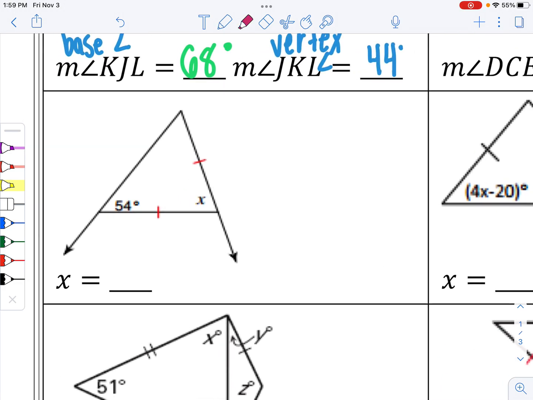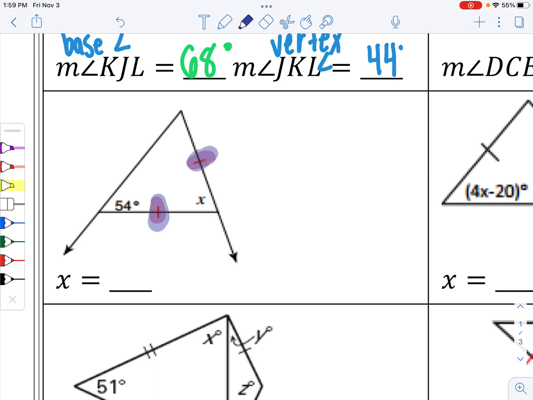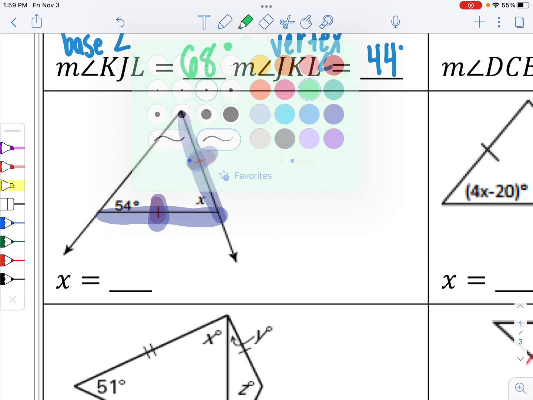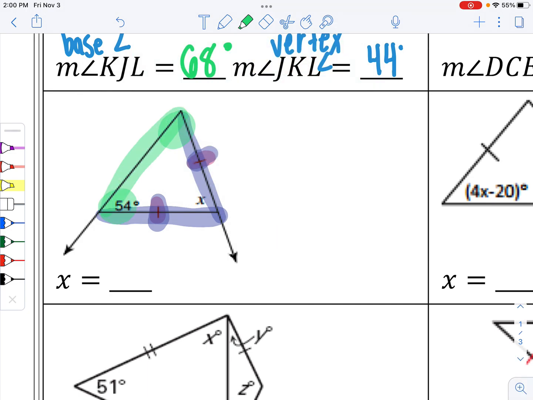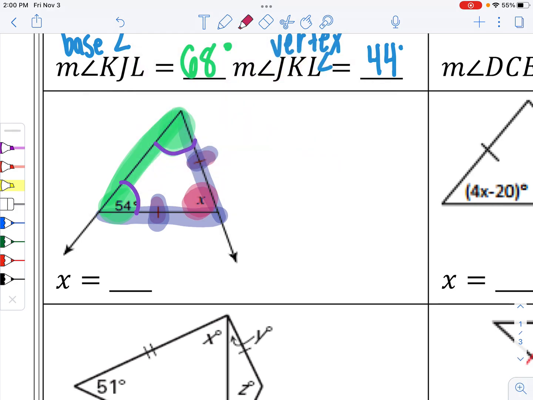All right. Let's see. This one, we've got our legs marked congruent. The isosceles triangle theorem tells me that if those legs are congruent, then boom, these base angles are congruent because there's my base. Those base angles are going to be congruent to each other. And then here is my vertex angle in pink. So I just like to color code it every time. That way, no matter how they turn the triangle, I've got all my pieces ready to go.